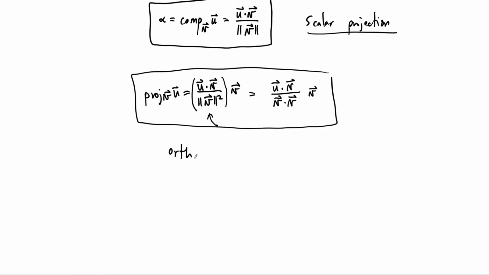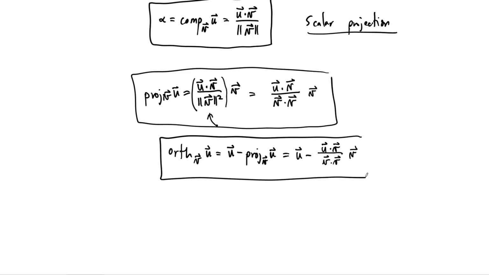So orth sub v of u is just going to be u minus proj, and I'll write out the formula, but we know exactly what it is here, right? And so this is u minus, and we just write this formula here, u dot v over v dotted with v times v. All right, so that's the orthogonal component, the orthogonal projection.